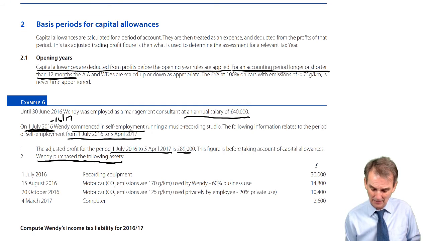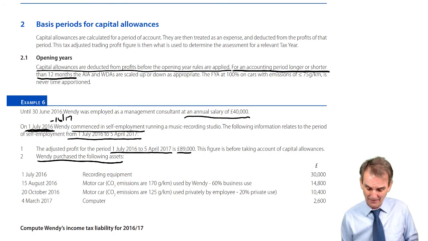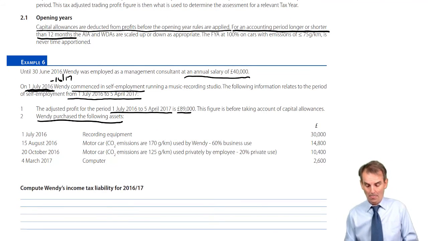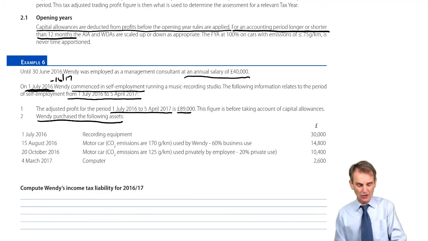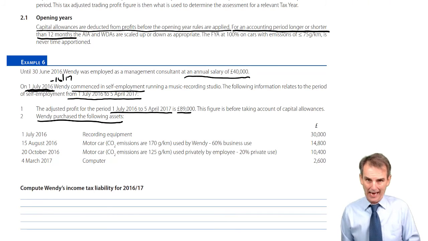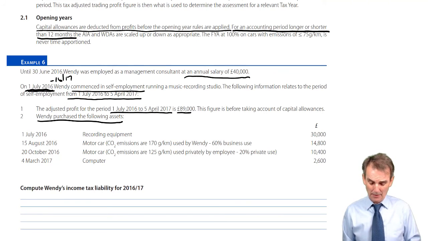Wendy purchased here the following assets. Okay, what have we got? And what do we write on the question page? Whenever you get your list of expenditure, make sure that the dates that expenditure has been incurred or assets have been sold fall within your basis period. We started 1st of July 16, there's your first one, 1st of July 16.